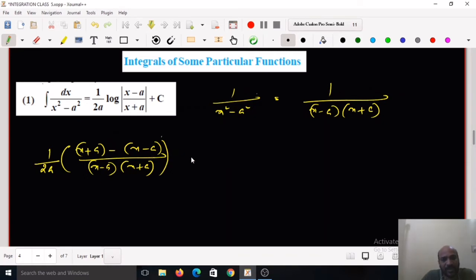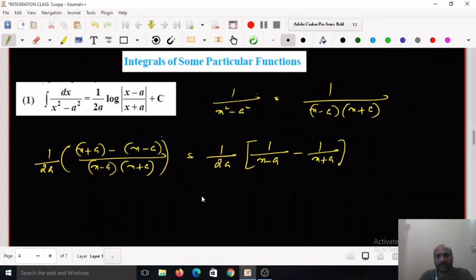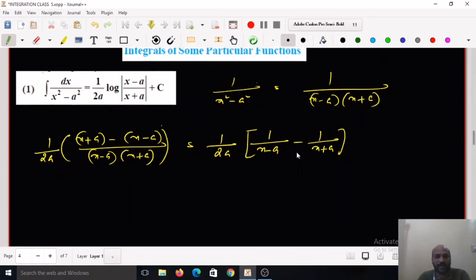Now we can split into two functions. 1 by 2a into x plus a by x minus a into x plus a. x plus a gets cancelled, remaining is 1 by x minus a, minus x minus a by the whole term. You can cancel x minus a, remaining 1 by x plus a. That means 1 by x square minus a square equal to 1 by 2a into 1 by x minus a minus 1 by x plus a.